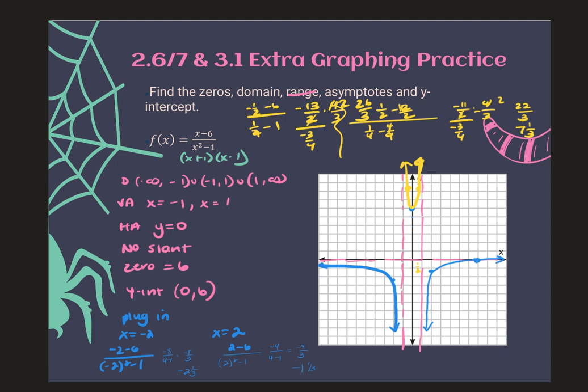What was weird about this one is that your horizontal asymptote was at 0, but you also had a 0 at 6. So it can cross through. I don't know why it's not letting me right there. You can cross through your horizontal asymptote. The horizontal asymptote affects the outsides of your graph, so it determines where those arrows are pointing. But it can cross through it. It can't cross through a vertical one.